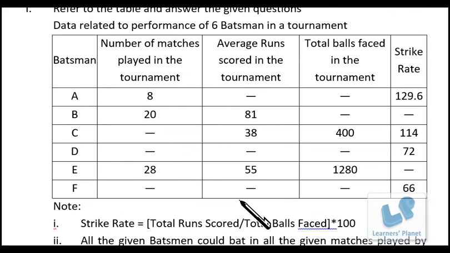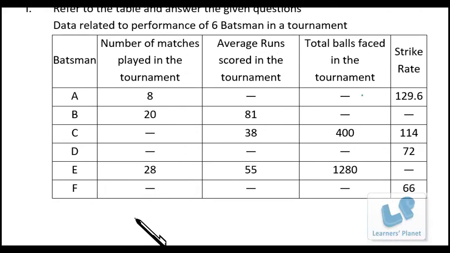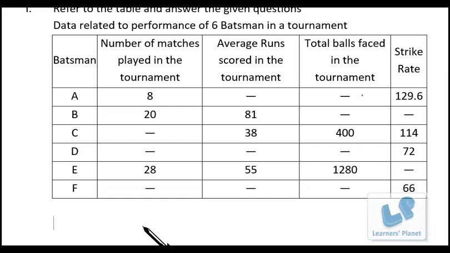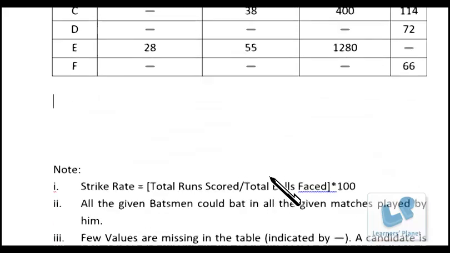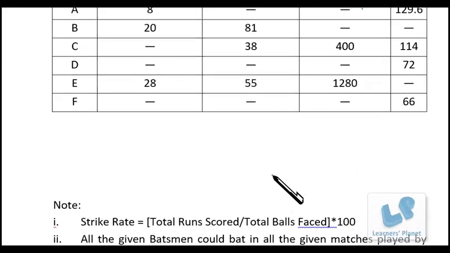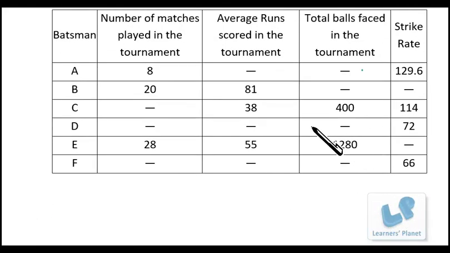So let us see. Now we have been given this formula for strike rate, total runs scored by total balls faced into 100. But in the table we have not been given total runs. We have been given average runs scored in the tournament for 3 of the batsmen, right? So straight we go to the question without wasting time. The ratio between the total number of balls faced by D and that by F in the tournament is 3:4. So this is suppose 3x, then this should be 4x, right?